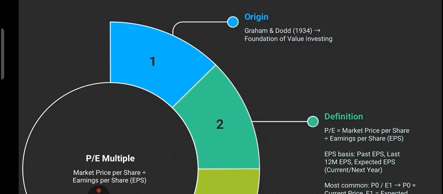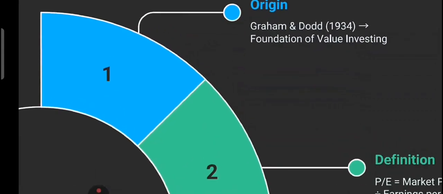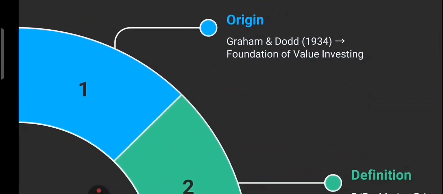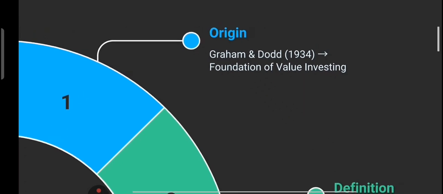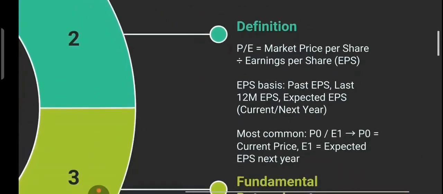The PE concept was introduced by Graham and Dodd in 1934, laying the foundation for value investing. The definition is quite simple. PE is equal to, in the numerator, the price, and in the denominator, the earnings. Price of what? Market price per share. And earnings of what? Earnings per share. So per share in both numerator as well as denominator.